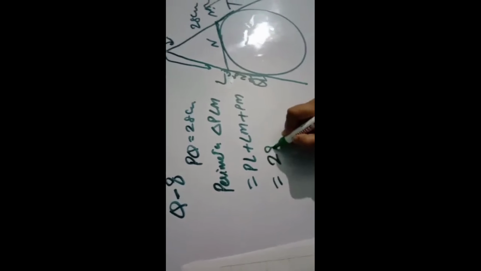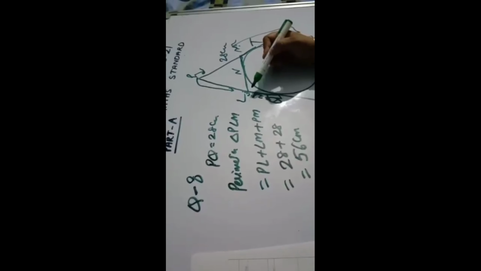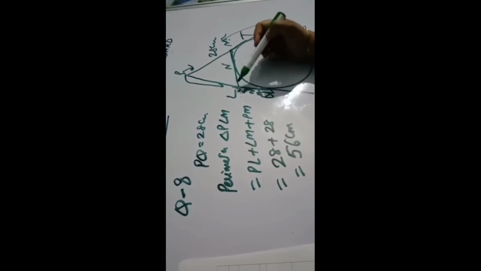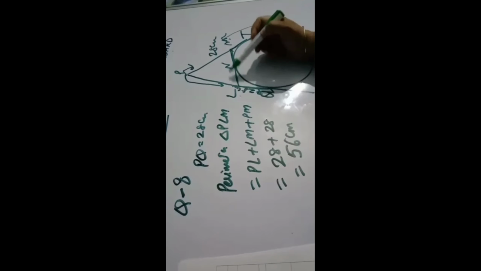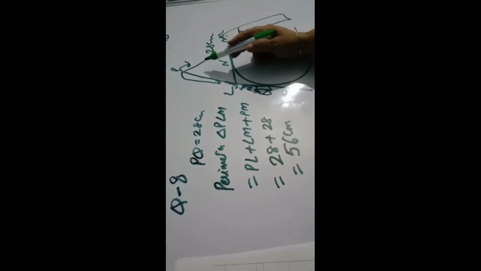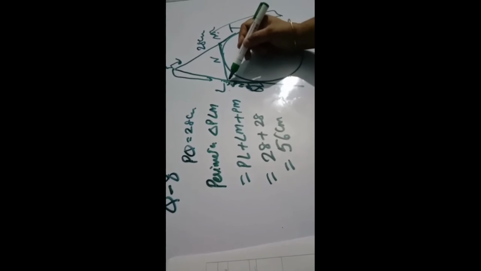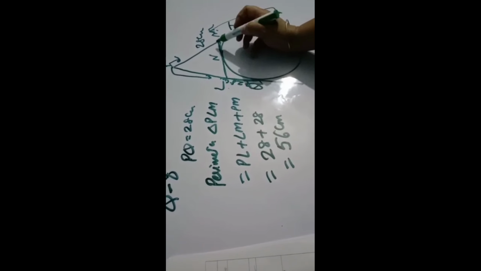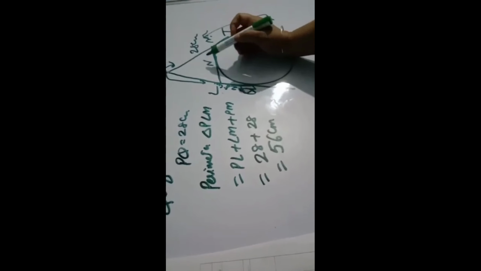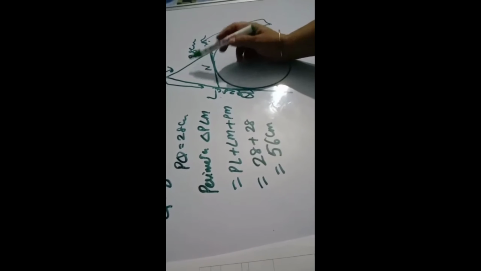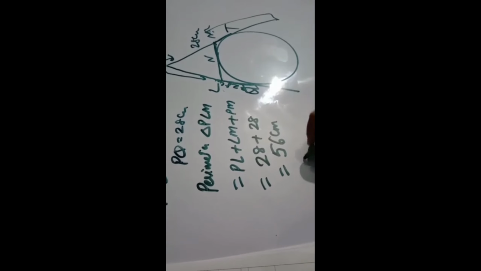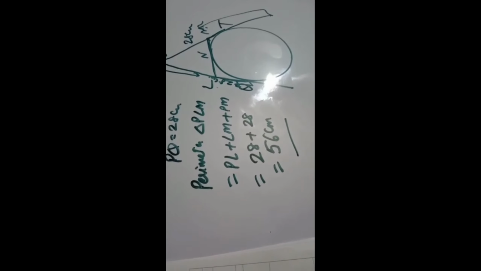So you can get 28 plus 28, that will come 56 centimeters. If you are not able to understand, you can also write that the perimeter of triangle PLM is equal to PL plus LN plus NM plus MP. Then LN you can write equal to LQ, then LM you can write equal to MT. Then you will get triangle PLM perimeter equal to PQ plus PT. PQ is 28, PT is 28. So you can write 28 plus 28, that is 56 centimeters.